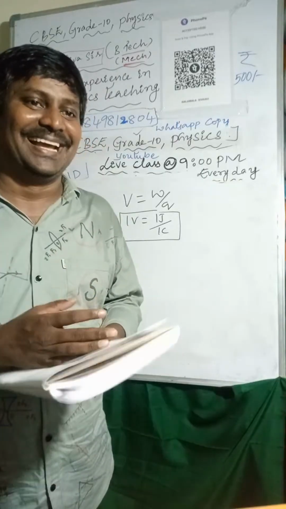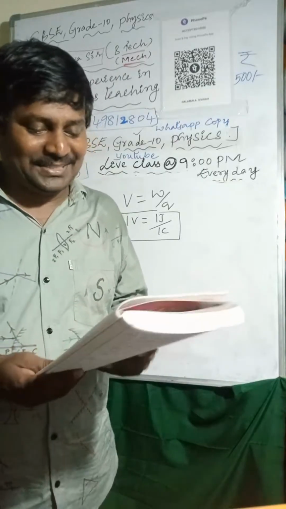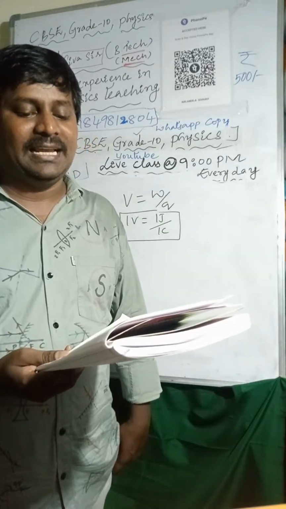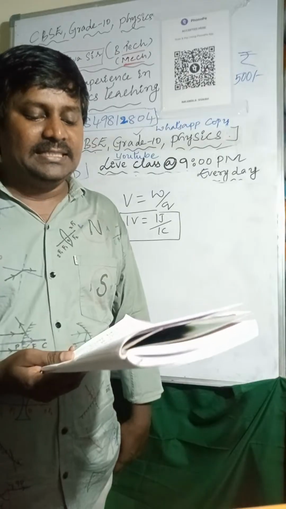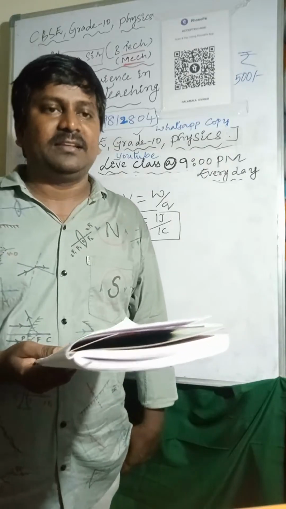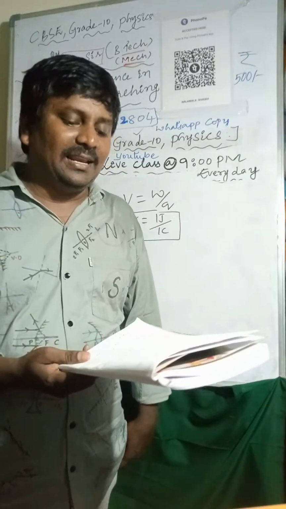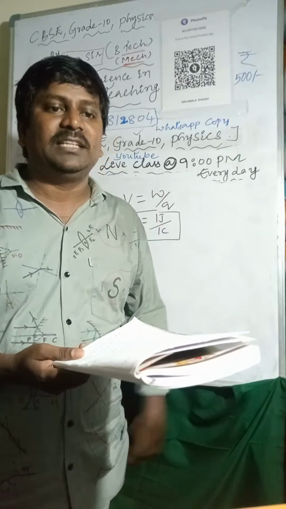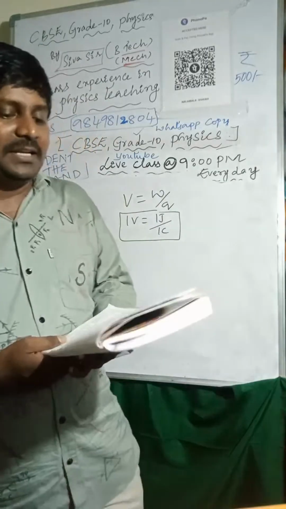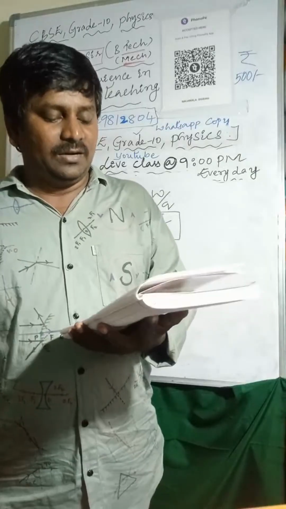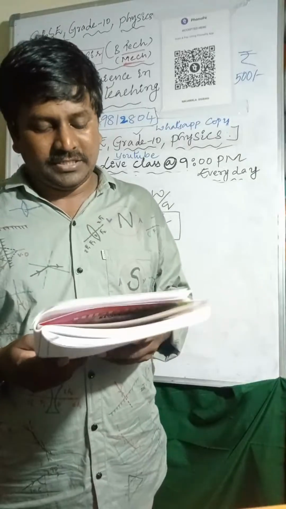Okay, so I will explain the next question. Name the device used to measure electrical potential difference and state how it is connected in an electric circuit. The voltmeter is used to measure the electrical potential difference. How is it connected? It is connected in parallel combination.